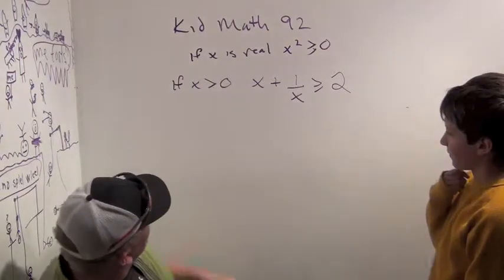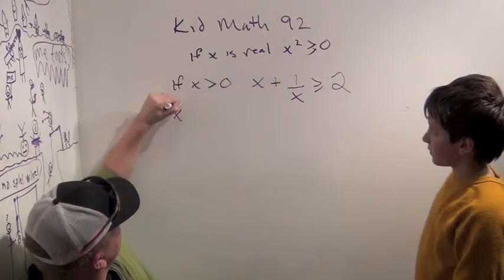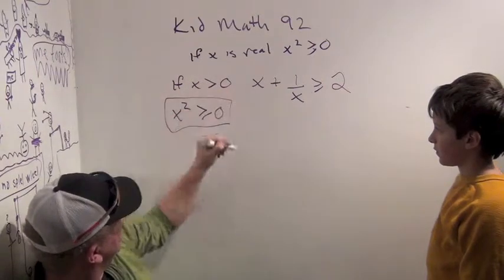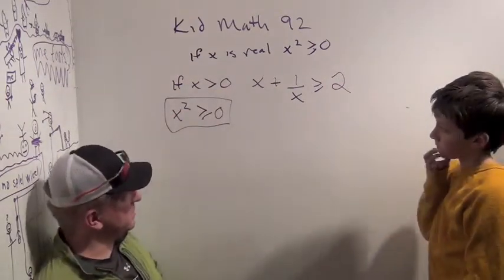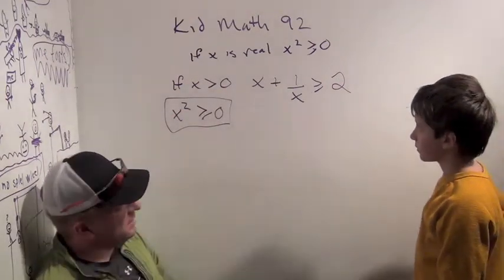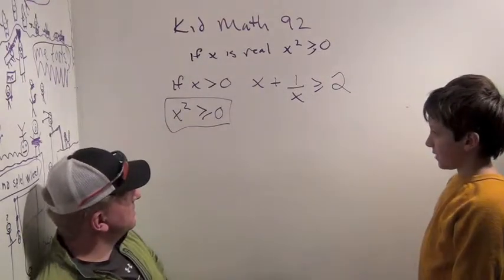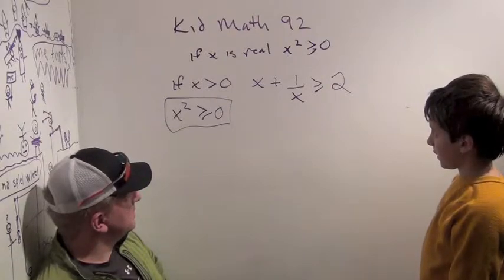Okay, remember we're starting with our trivial inequality that says any number squared is greater than or equal to 0. That's the base of this section. Does this look like that? No, it does not. How can we manipulate it so it does look like that?